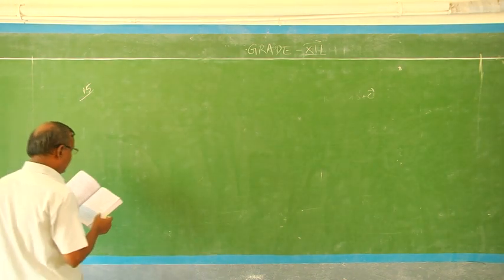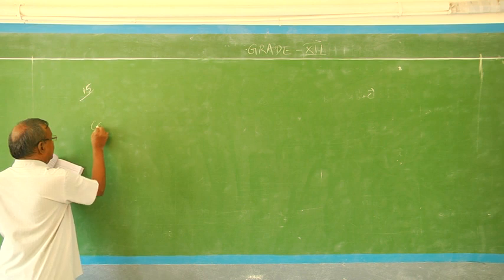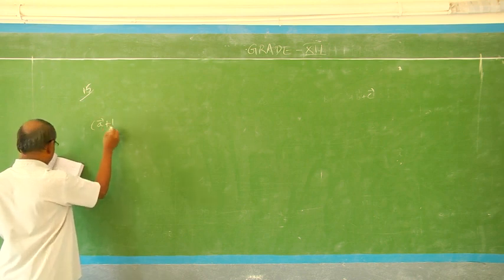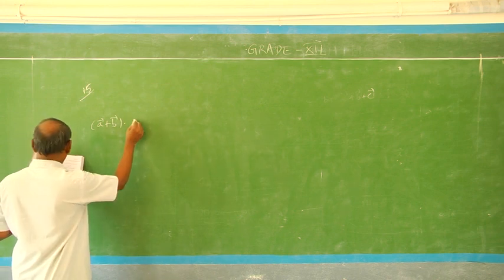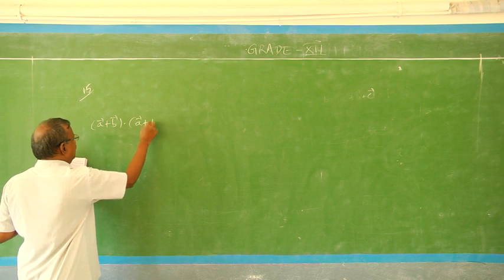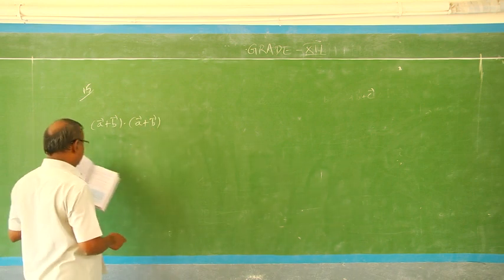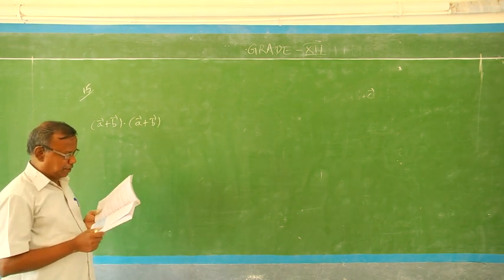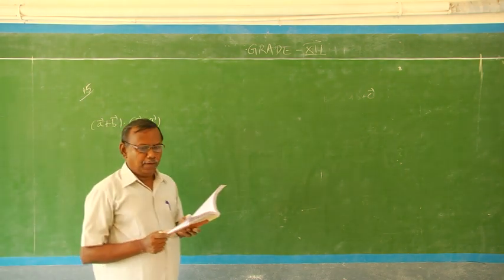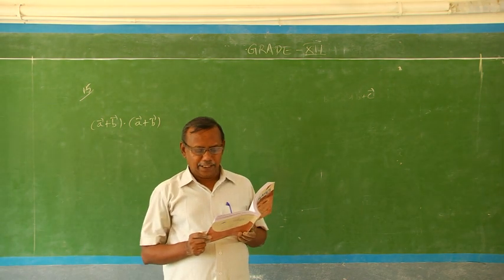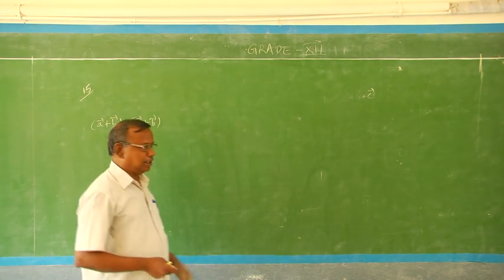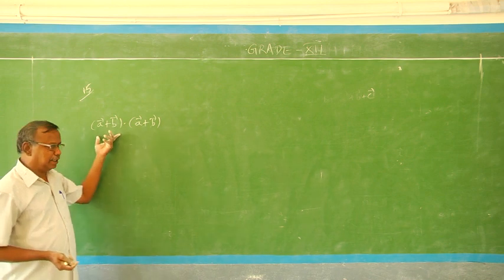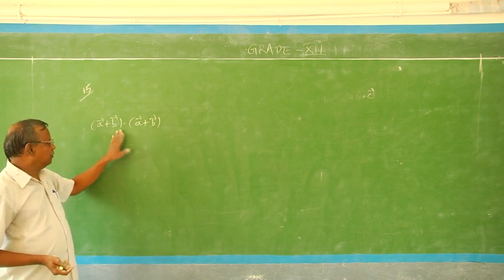Question number 15. Prove that (A vector plus B vector) dot (A vector plus B vector) is equal to modulus of A vector square plus modulus of B vector square if and only if A vector and B vector are perpendicular. Also given that A vector is not equal to 0 vector and B vector is also not equal to 0 vector. They are non-zero vectors.